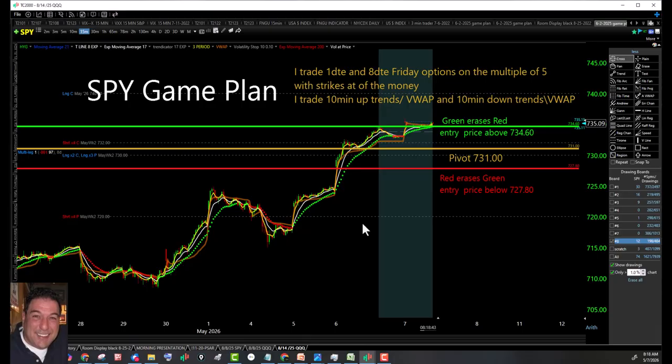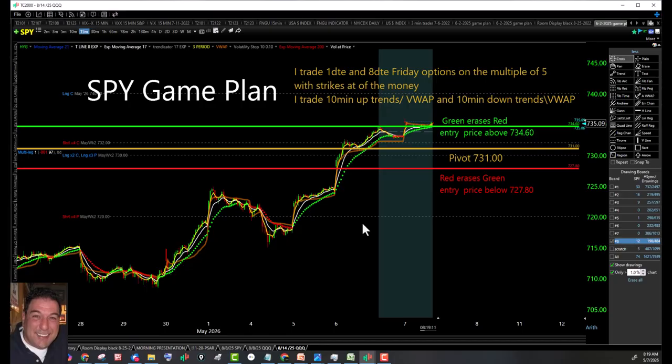I got a small account, so I can only get a few contracts. Can't get too many because I want to have something left over to repair a failed trade or to add to an existing trade. So I like the strikes that are just a little bit over at the money. Okay, that's what I like. I like 10-minute uptrends over VWAP. I like 10-minute downtrends under VWAP.